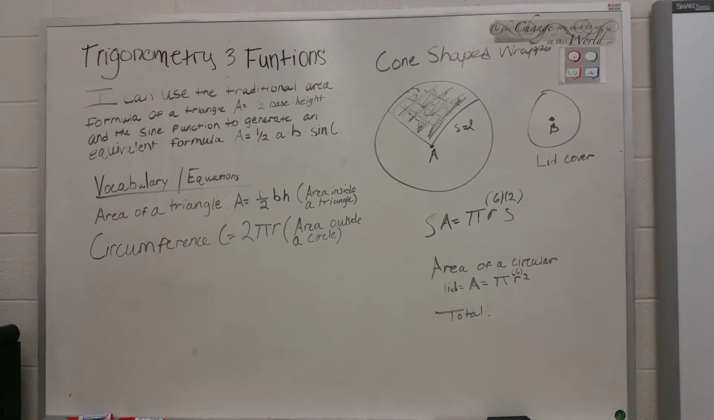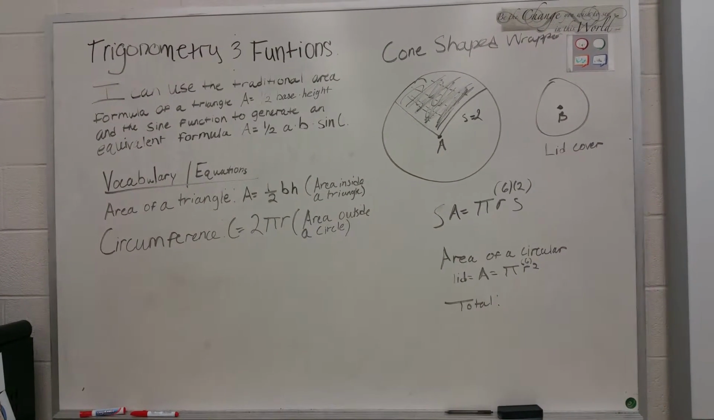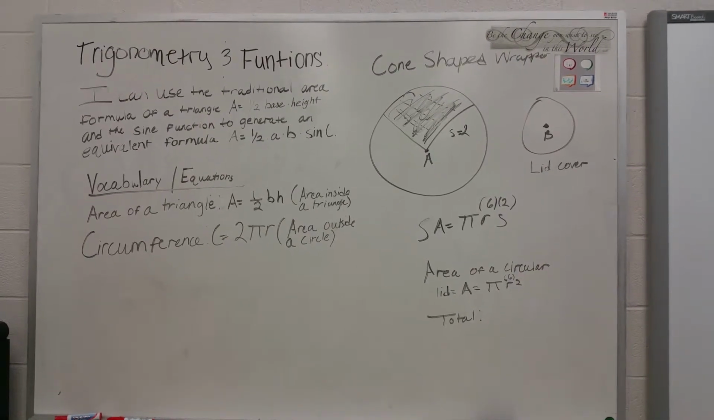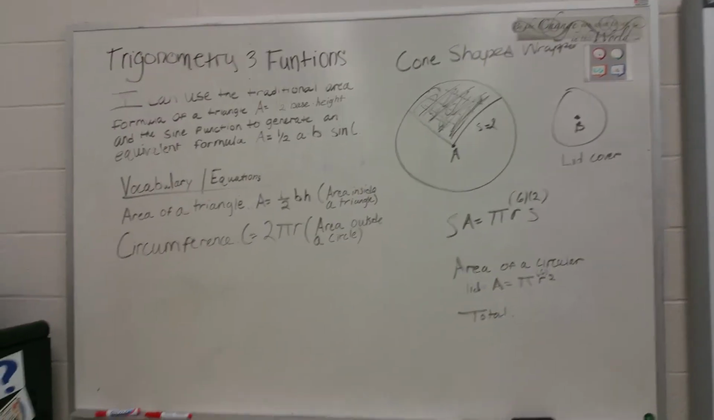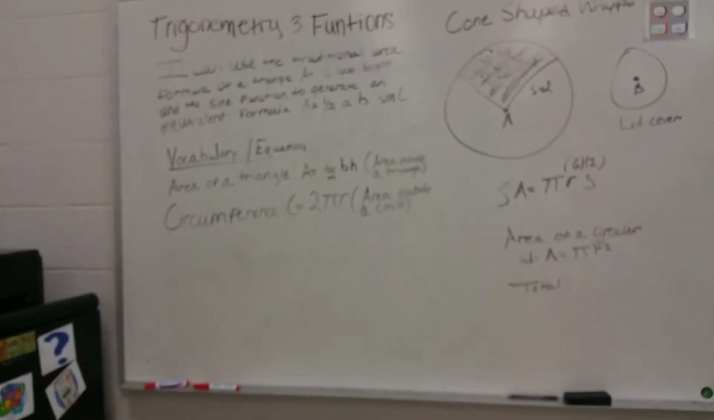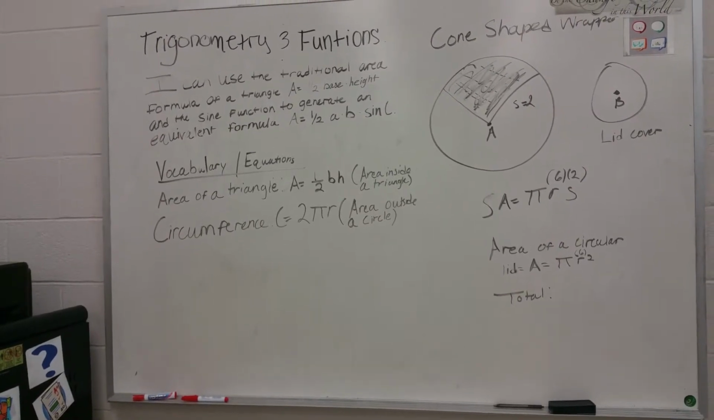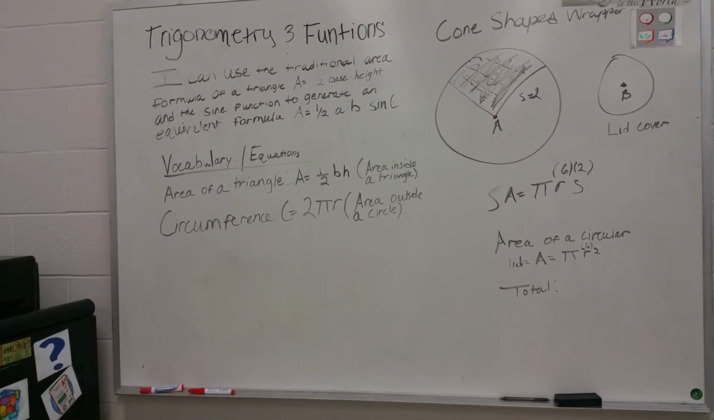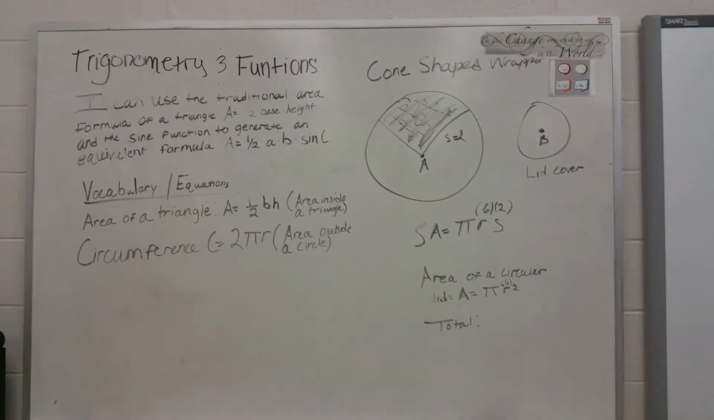Today we will be learning how to use the traditional area formula of a triangle, A equals 1/2 base times height, and a sine function to generate an equivalent formula, A equals 1/2 a times b times sin C. Before we get into the more complicated equations, let's first learn some vocabulary. The area of a triangle is A equals 1/2 base times height, which is the area inside of a triangle. The circumference is C equals 2 times pi times radius, the distance around a circle.